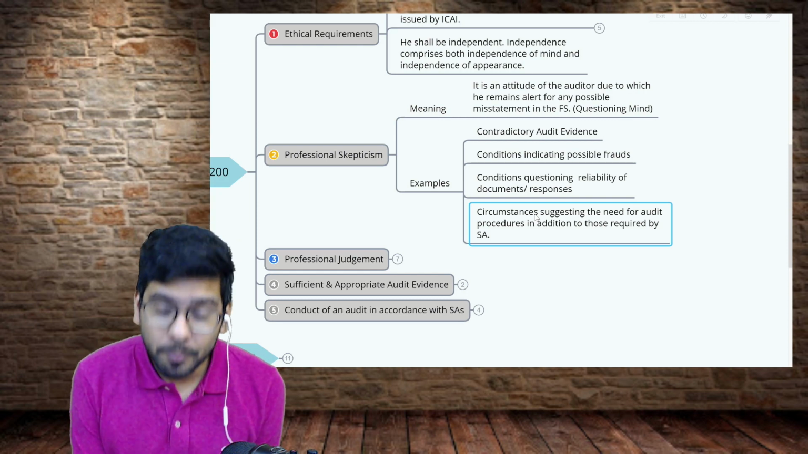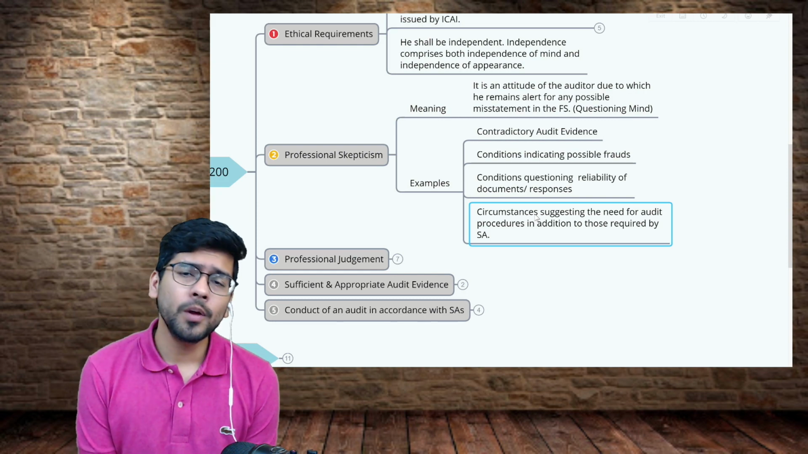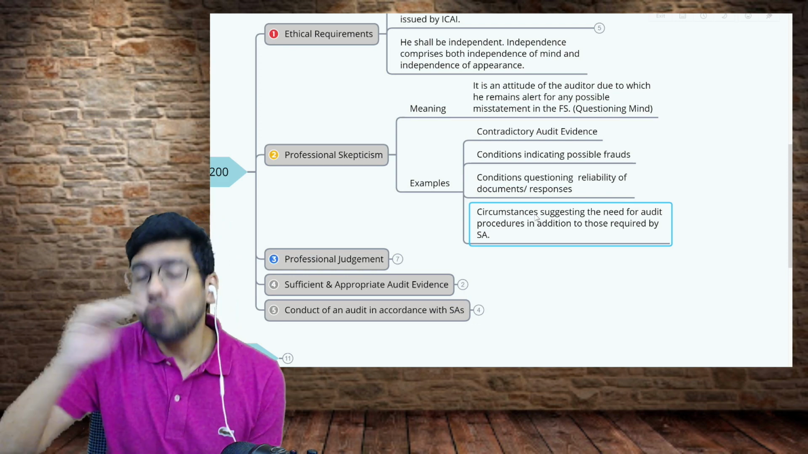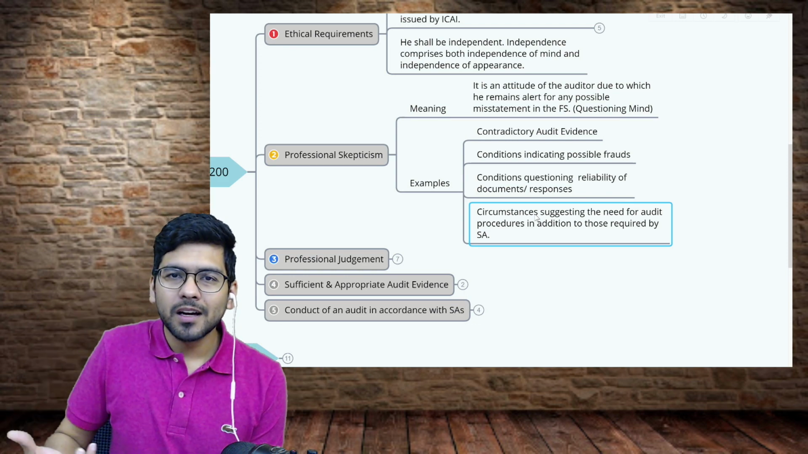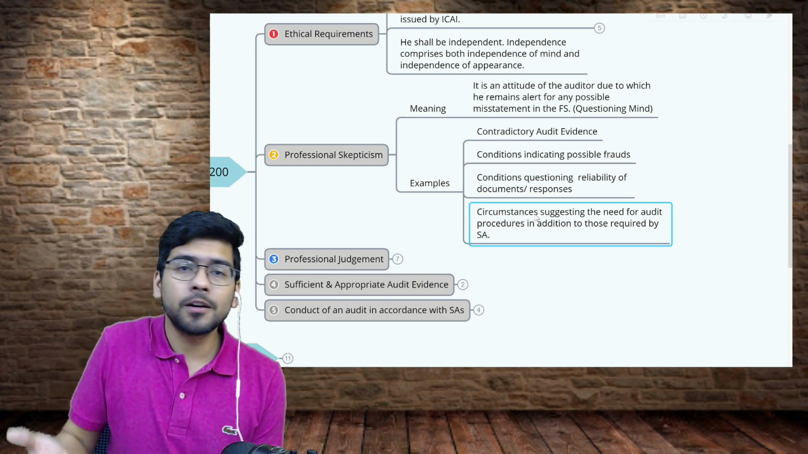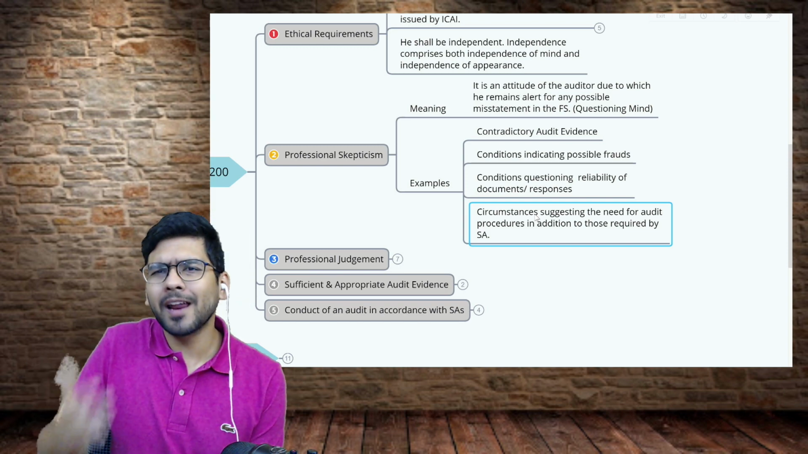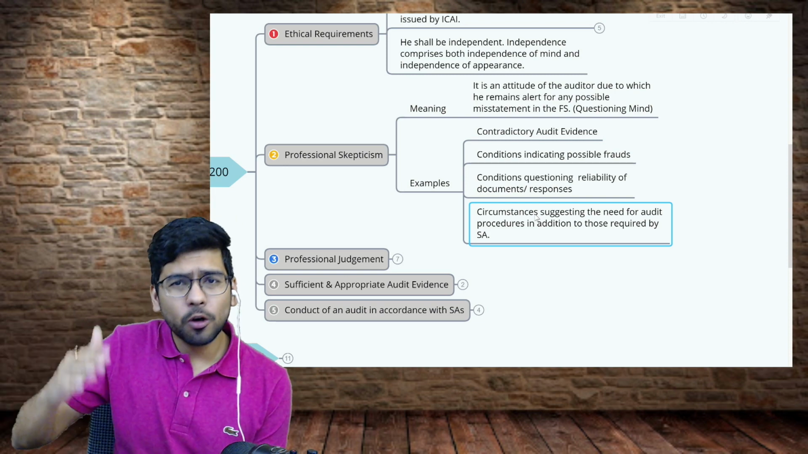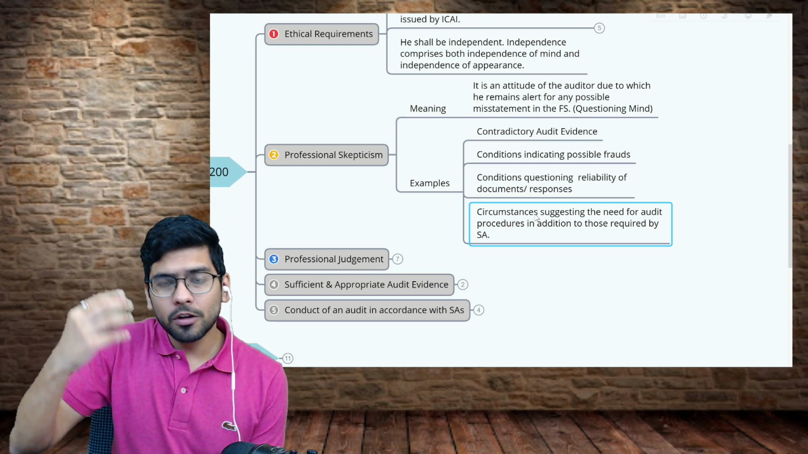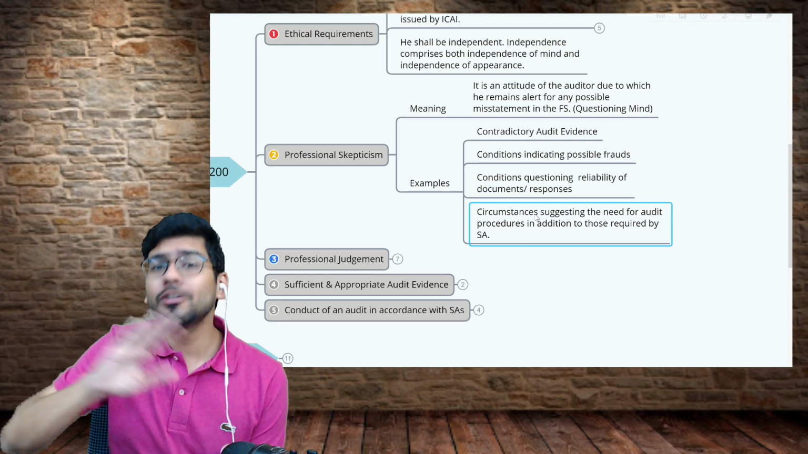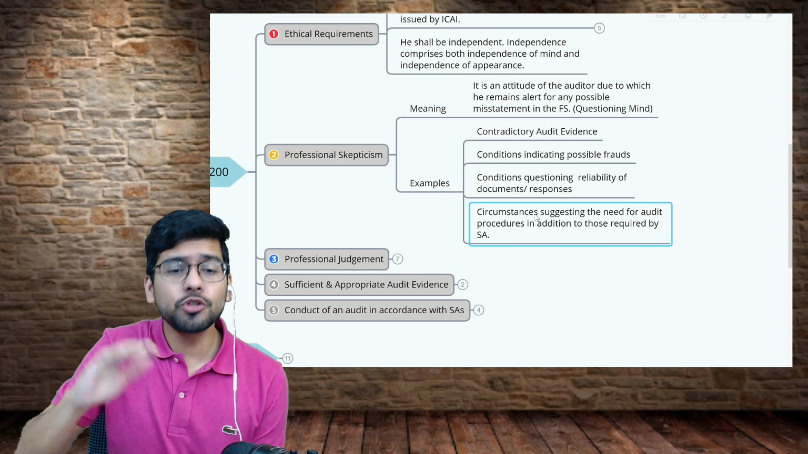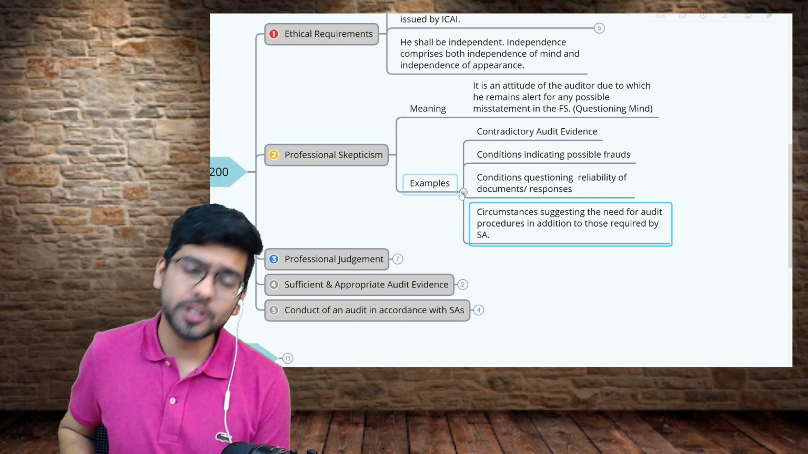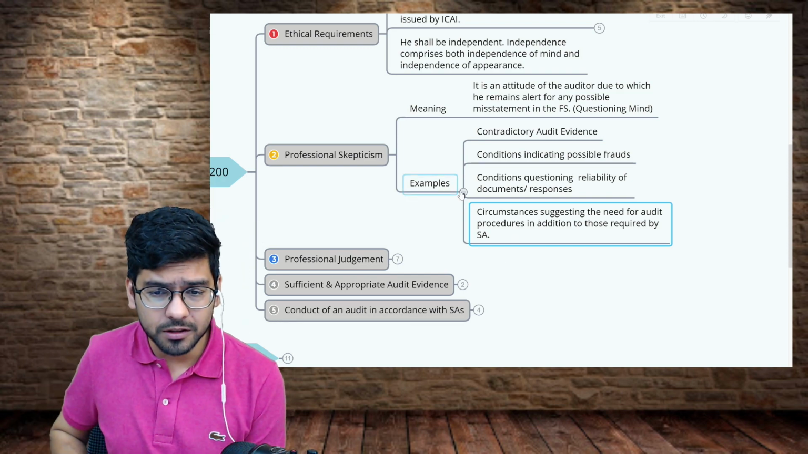But please guys, remember this point, that this attitude of professional skepticism has to be maintained throughout the audit. It shouldn't be that you were very alert in the initial phases of the audit, and as and when you became familiar with the management and the audit proceeded, your professional skepticism went down. It shouldn't happen like this. You should remain alert throughout the audit. So these are the examples. Please be very careful. A question can be framed from this part. Any doubts in this?